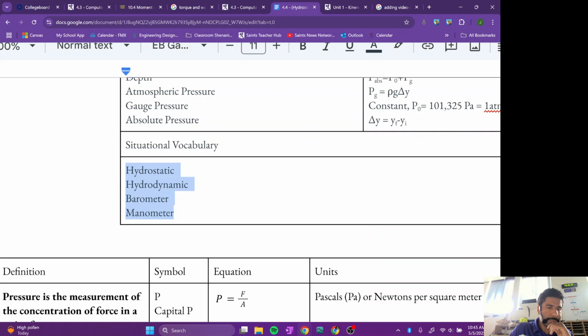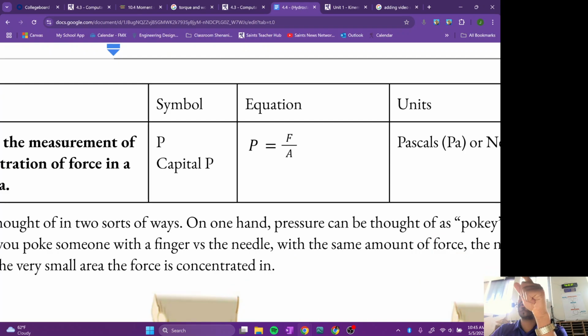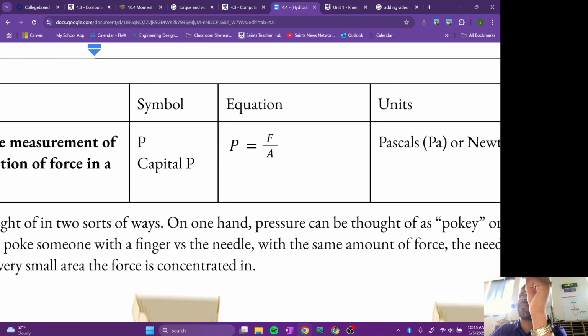Okay. So, first thing, pressure. Pressure, this is our new quantity. It is related to force. Pressure is how pokey something is or how easily it will penetrate something. Pressure is force divided by the area. That is a capital P, capital F, lowercase a. Pressure is equal to force divided by the area.